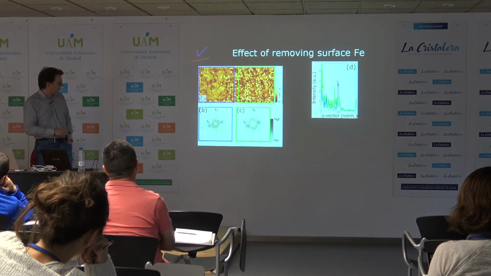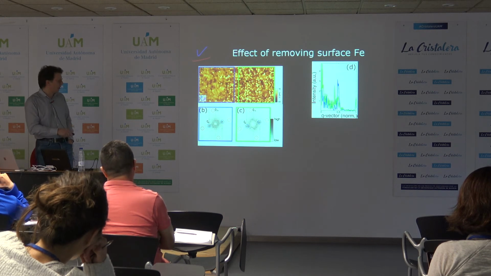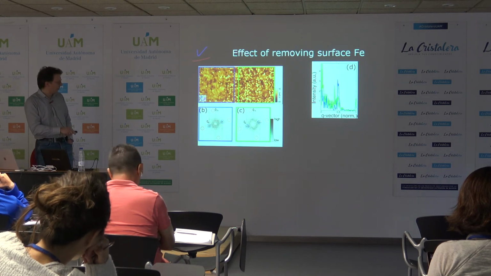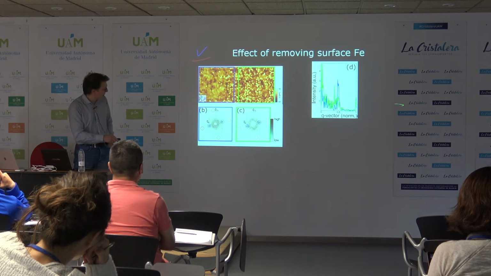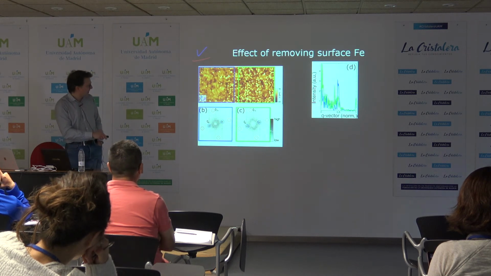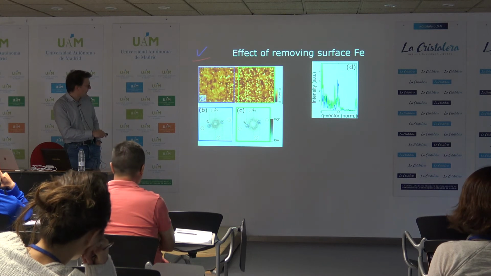And what you can see in the Fourier transform is that whereas at high excess iron concentration at the surface we get this incommensurate order, once we've removed this excess iron at the surface, the order becomes commensurate. That's actually easier to see in this line cut here. The green line is from the line cut from the right panel, and the blue line from the left panel.